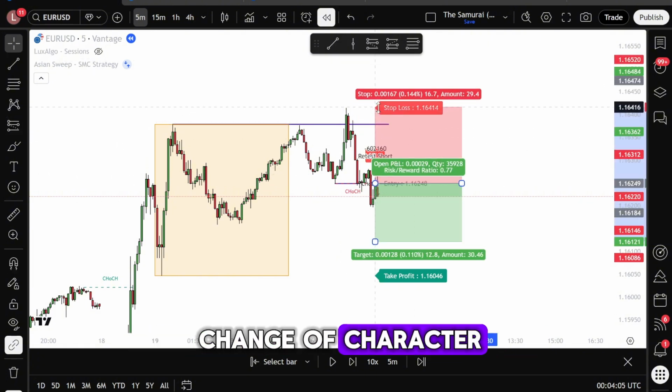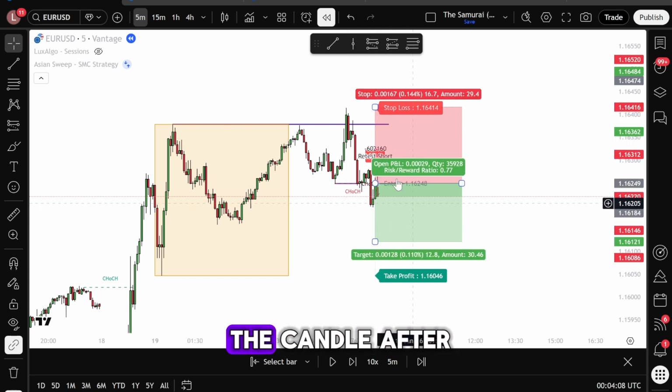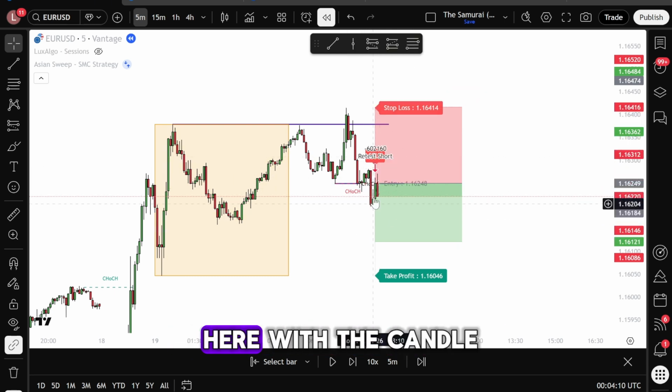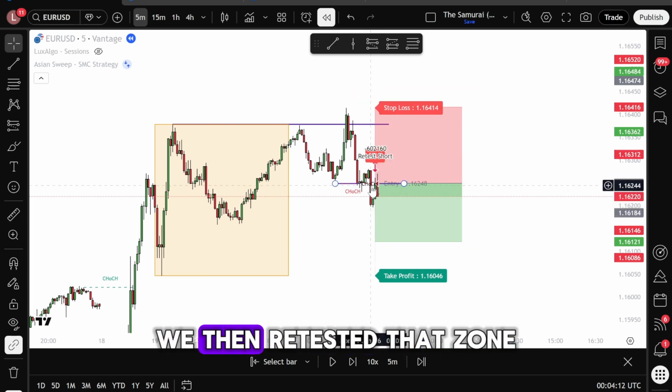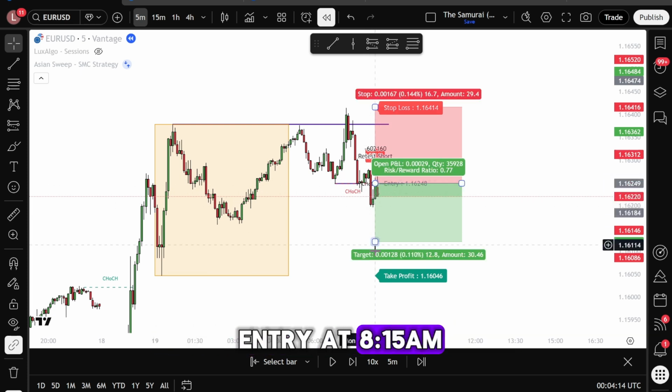So we made a change of character and we retested that change of character on the candle after. As you can see, the CHoCH came through here with the candle body on this candle. We then retested that zone. So here was my entry at 8:15 a.m.